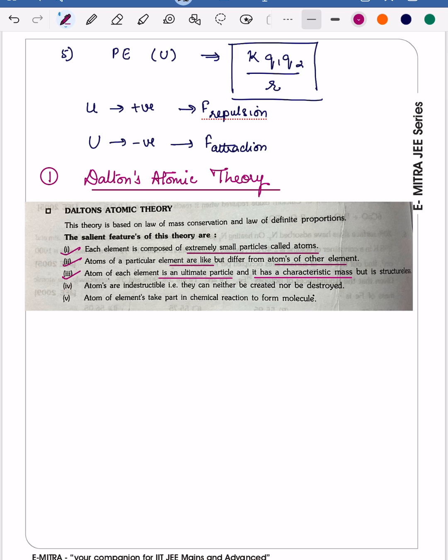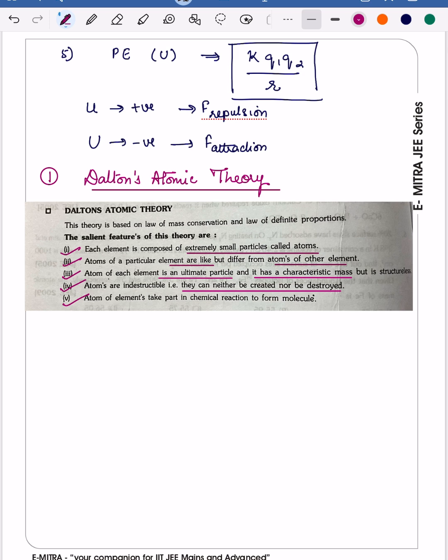Okay. Then he said that atoms are indestructible. You cannot destroy atoms because atoms can neither be created nor be destroyed. क्या है ये? This is just the law of conservation of mass. Matter can neither be created nor be destroyed. Then he said that atoms of elements take part in chemical reactions to form molecules. So basically, he means to say that atoms will take part in any chemical reaction to form a molecule because rearrangement of those atoms will be taking place. Rearrangement of atoms will take place.